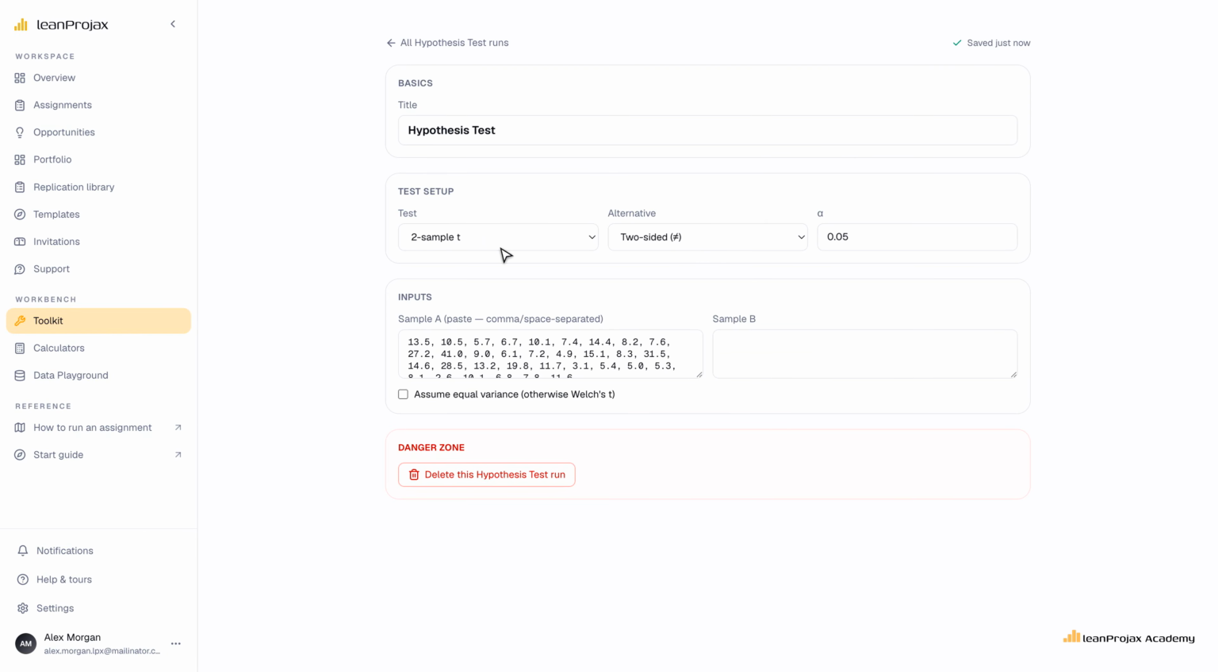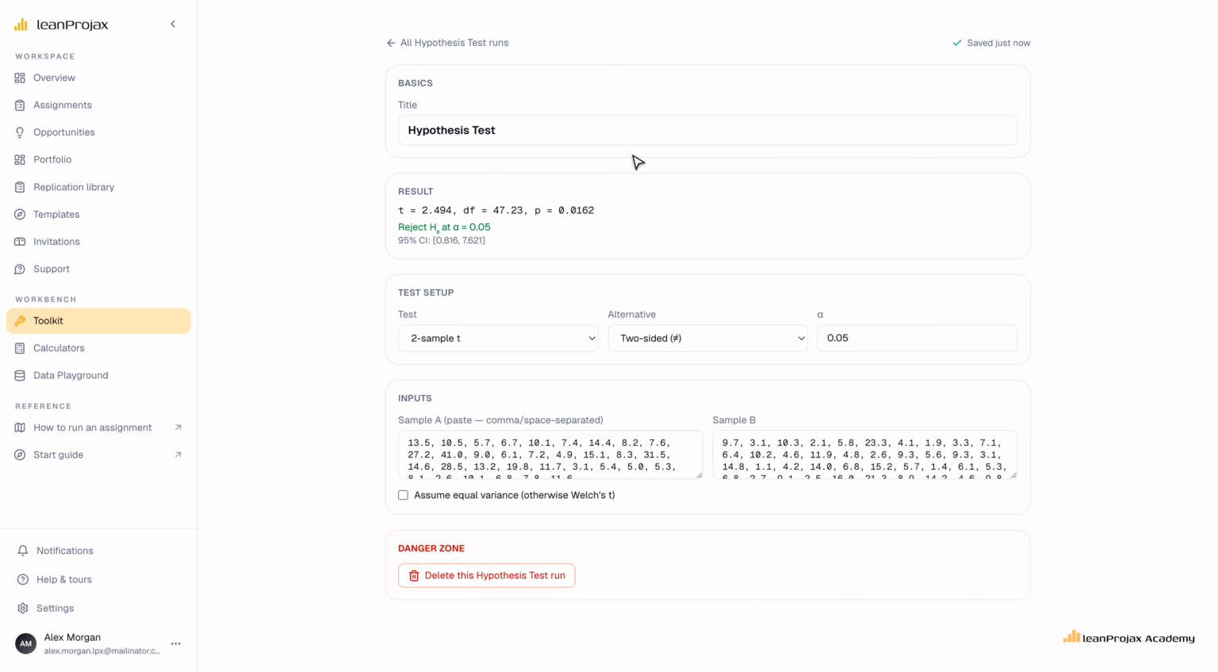The alternative, two-sided, because we're asking whether there's a difference, not whether billing is specifically slower. If you had a directional claim, you'd pick greater or less, and the p-value would change. And alpha, the threshold for calling something real. 0.05, the convention. Then the data.